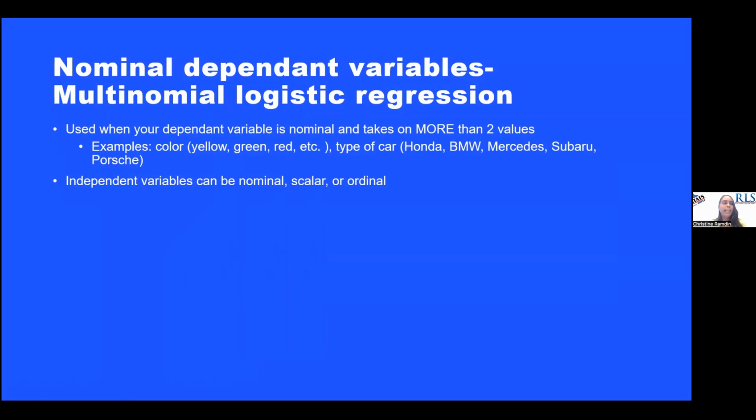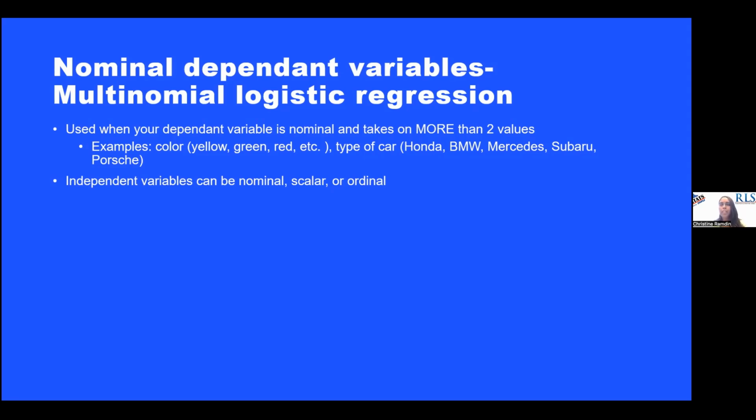Now we're in the case of the nominal dependent variable, where we have a dependent variable that has multiple categories, greater than 2 categories, and multiple independent variables that could take on any form: nominal, scalar, or ordinal. What are examples of variables that can take on multiple categories? Maybe color, right? Yellow, green, red, etc. But obviously we don't put yellow, green, red into SPSS. We can put them in our values column, but we have to label it in SPSS language, like 1 represents yellow, 2 represents green, 3 represents red, etc.